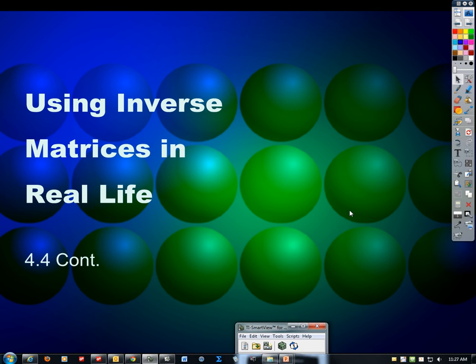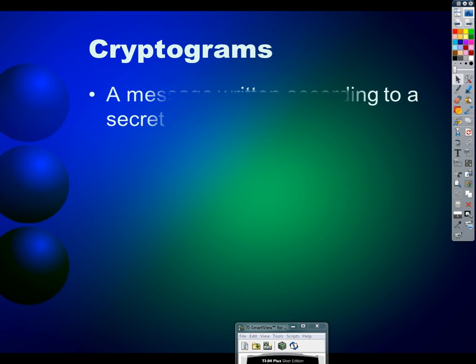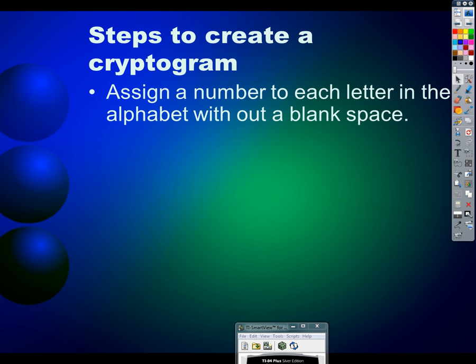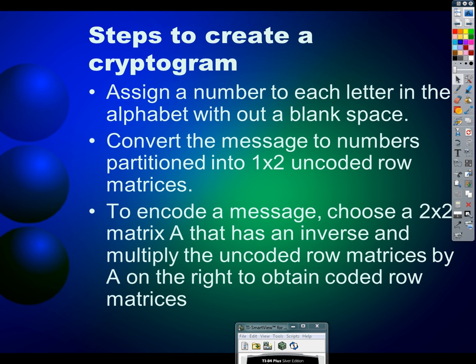Okay, so here's what you do. Now, if we want to write something with a secret code, all we have to do is assign a number to each letter. So A is 1, B is 2, C is 3, etc. Then the bigger the matrix, the more secure. We're going to use a really small one to make it simple. We're going to use a 2x2 matrix to create a coded message. And then to decode the message, all we have to do is multiply the result that we got from that by the inverse of the matrix that we used to encode it.